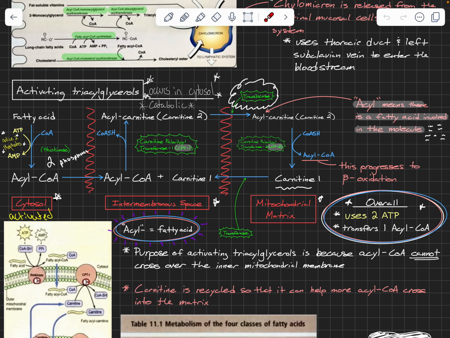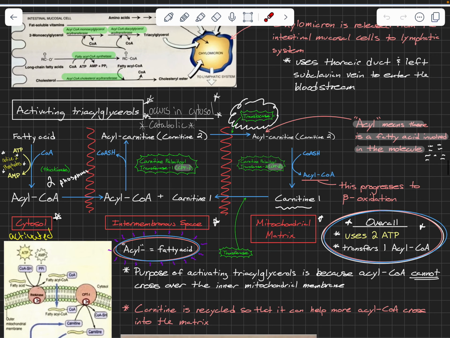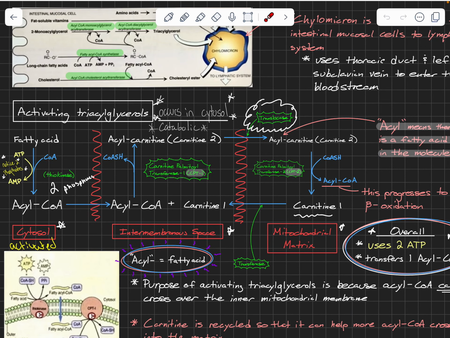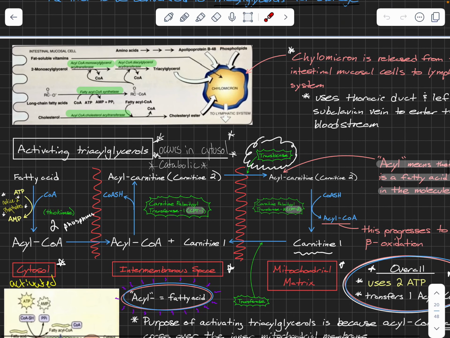But we'll just cover the main mechanism that we need to know, because there are some questions that get into the specifics of this system, and we will cover that. So once this long chain fatty acid is transported, we're going to start activating some triglycerols here, and we're going to get them prepped and ready for beta oxidation.